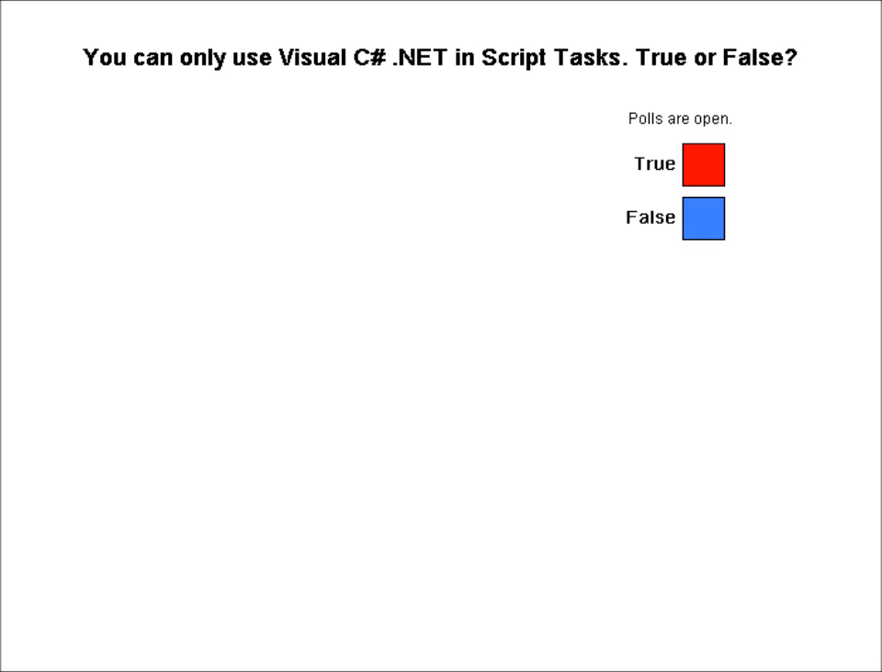So, review on the VSTA. You can only use C#.NET in script tasks, true or false. You guys are paying attention. Got about 90% of you coming in with false, which is correct because you can still use Visual Basic.NET as well. So again, you can use C#.NET, but you can also use Visual Basic.NET as well. Once you add code to a script task, however, remember, you cannot change the language.